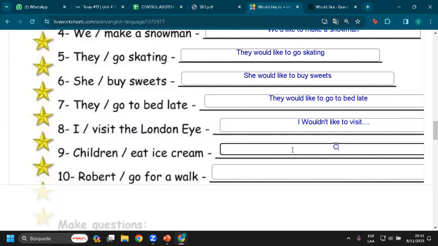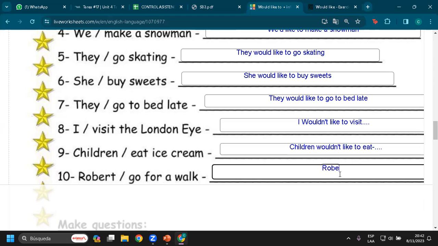En la siguiente oración, por ejemplo, sería children. ¿Cómo sería en negativo? Wouldn't like to eat ice cream. Very good. Children wouldn't like to eat. ¿Cómo se pronuncia? Wouldn't. Would. Es como que si dijéramos would, primero digan would y después agréguenle el sonido de end. Wouldn't. Okay. So children wouldn't like to eat ice cream.